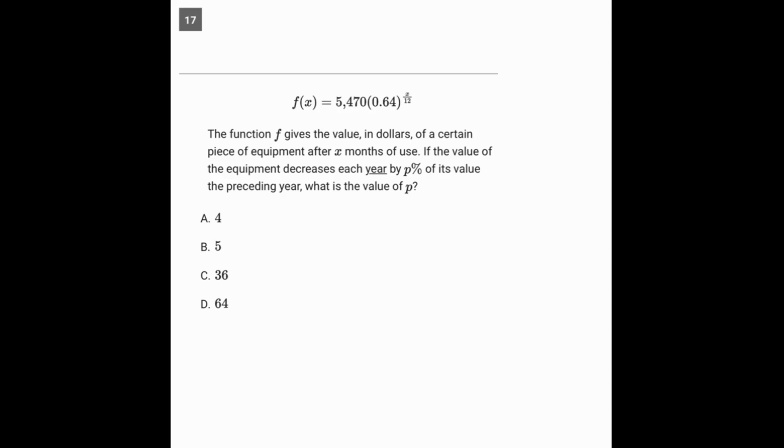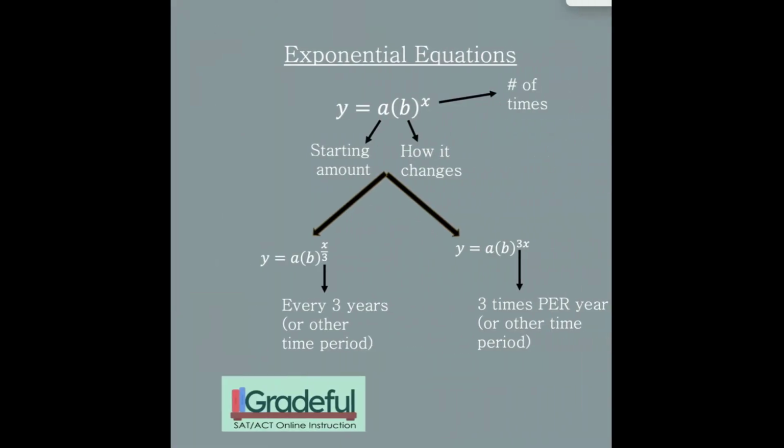Now going to question 17. This is a question about the exponential equation. So let's review that real quick. In an exponential equation, A is your starting amount, B is the way it changes, and X is the number of times that all happens.